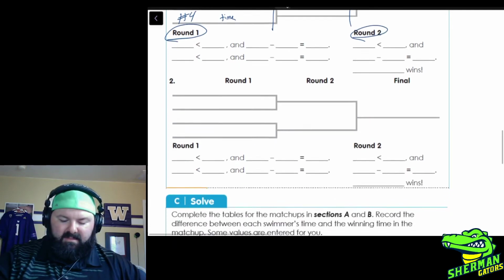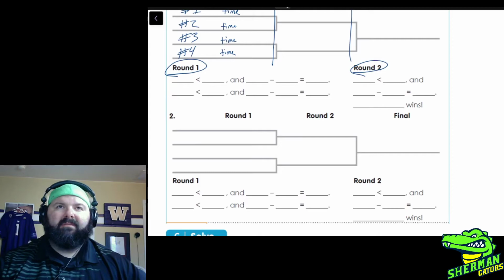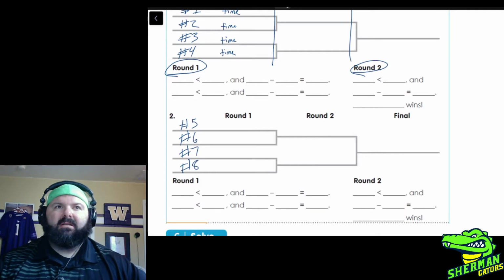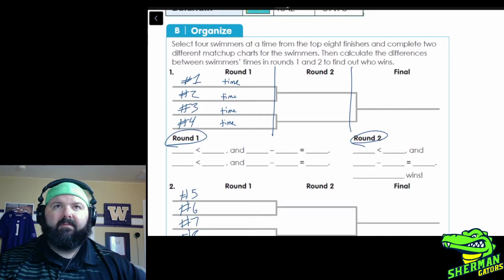So then you're going to do the same thing again for number 2. So if you didn't use them up there, you're going to use them down here. So here's going to be number 5, number 6, number 7, and number 8. And you're going to complete the chart a second time, doing the exact same thing you did above. You're just going to do it with the other 4 swimmers that you didn't use the first time. Again, select 4 swimmers at a time from the top 8 finishers.